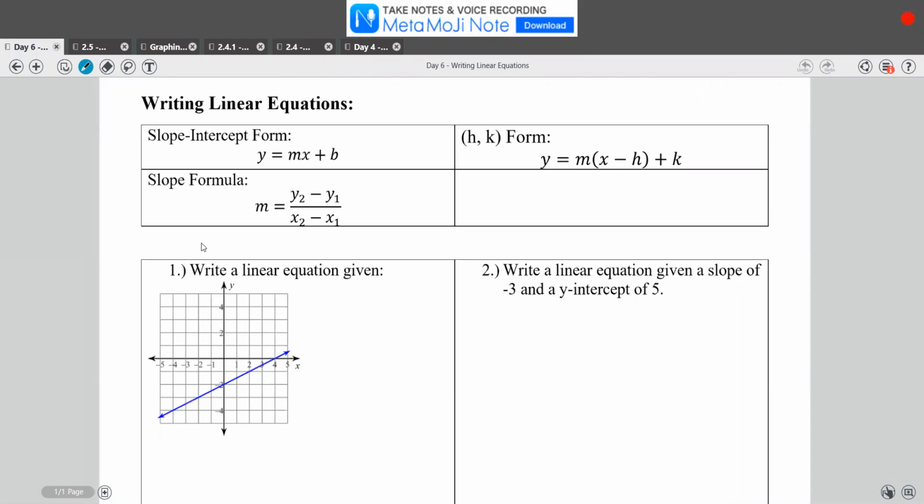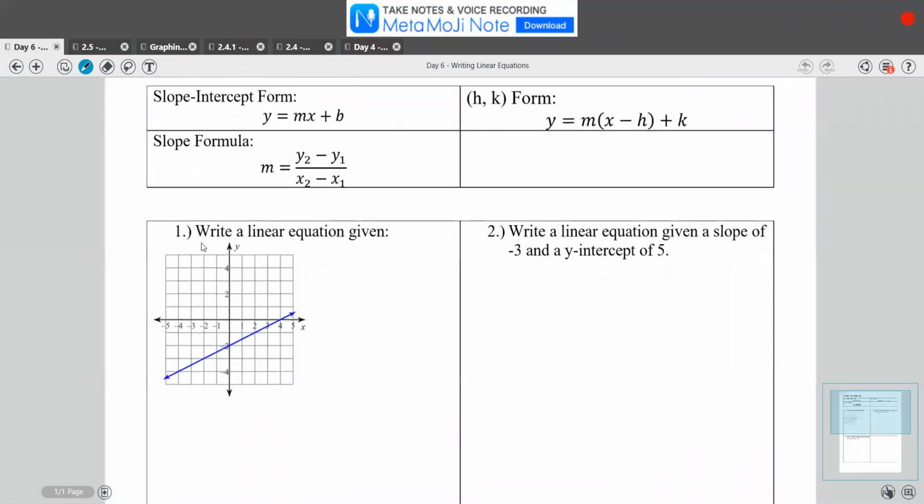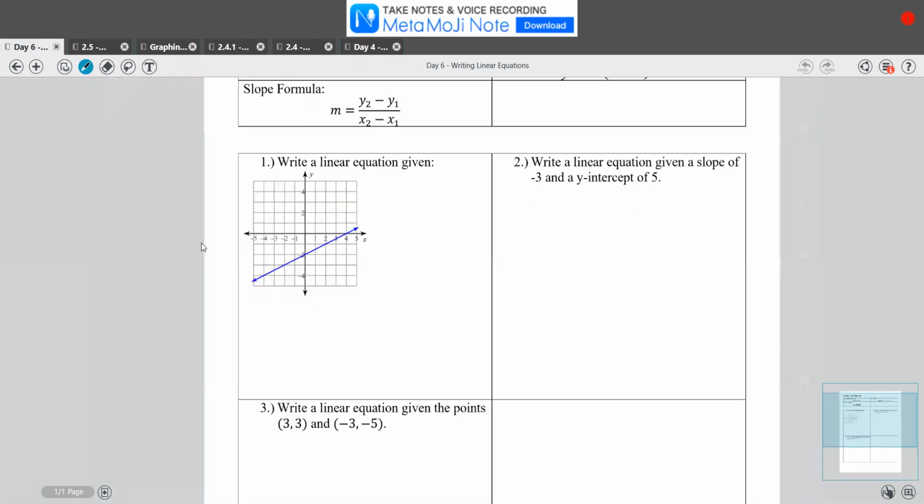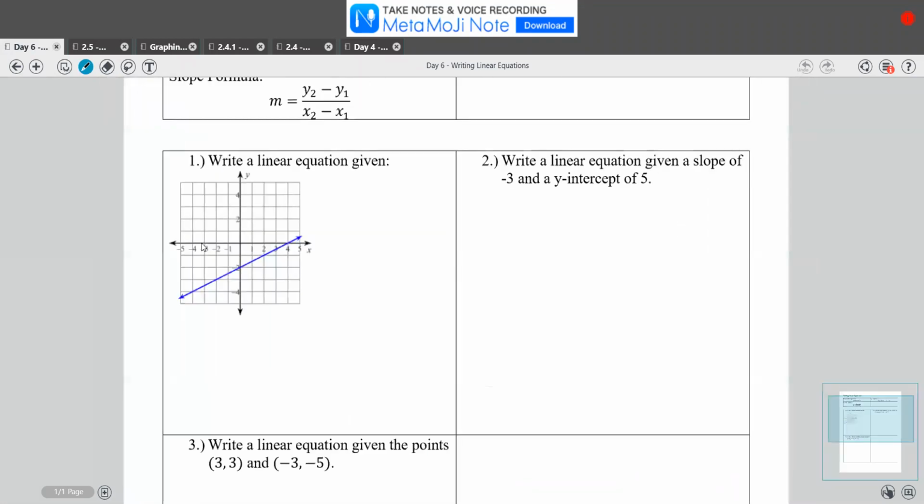Okay, but a few things to notice is that we have the slope-intercept form, we have the HK form, and we have the slope formula. We're going to be using those today, okay? So the goal is to be able to write a linear equation, all right? And we have three different examples. The first one is given as a graph, the second one is given as the slope and the y-intercept, and the third one is given as two random points.